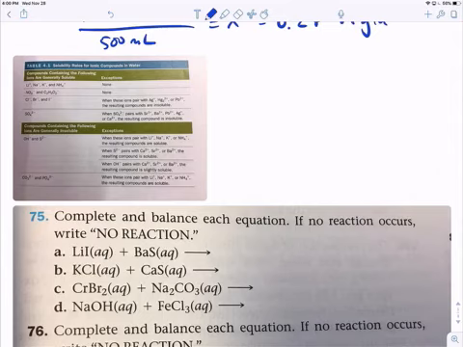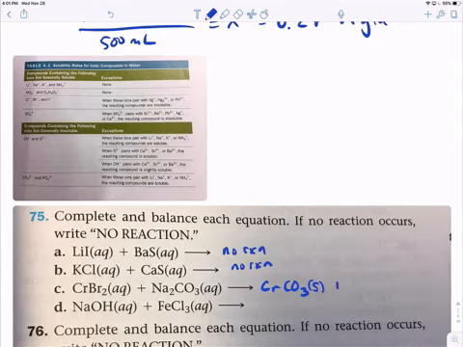So chromium and carbonate. Carbonates tend to be insoluble with the exception of alkali and ammoniums. Chromium is not an alkali or ammonium. Therefore, it will form CrCO3. Oh, it's the 2 ion. Okay, that's nice. Solid. So this one there's no reaction.